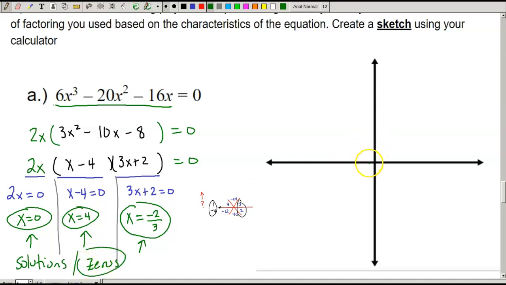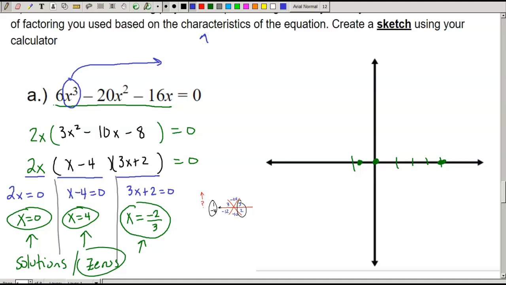So when I go to my graph, I know that there are 3 zeros on my graph. One of them is at 0 right here. The other one is going to be at, let's see, 1, 2, 3, 4, and one of them is at negative 2/3, so maybe like right here. I already know that those zeros exist. And if you think about this x cubed, what type of graph does an x cubed type of graph look like?